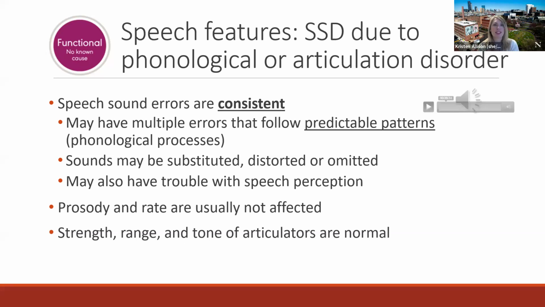So I'm going to try playing this sample of a child with a phonological disorder. I'm not sure how the audio is working, so I'll play it and hopefully you'll be able to hear it.